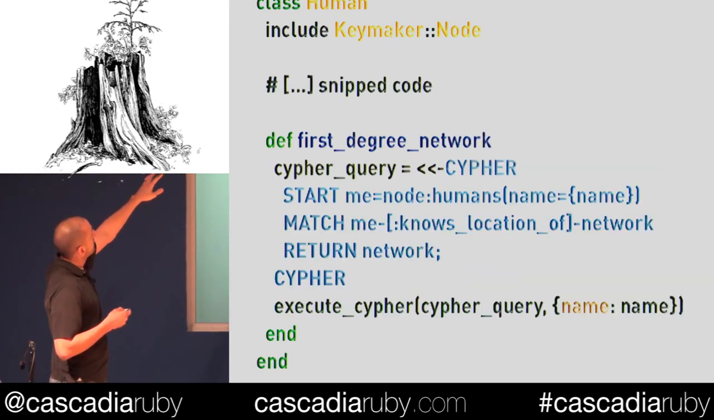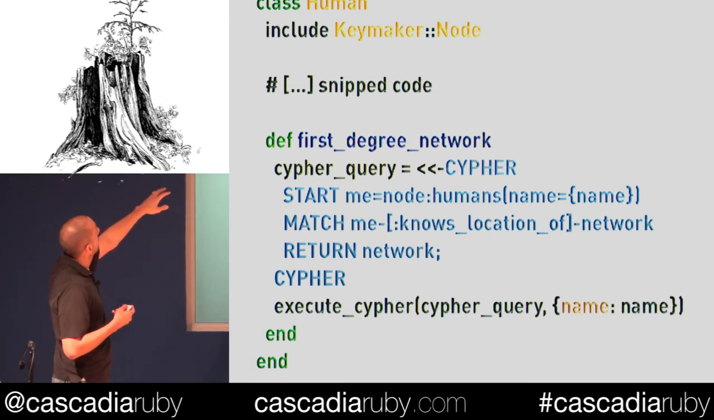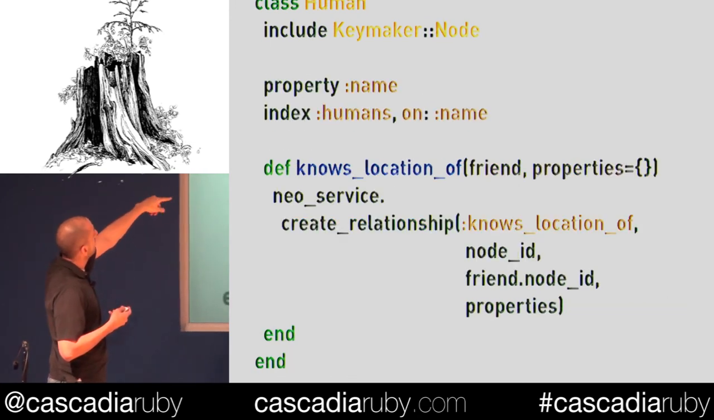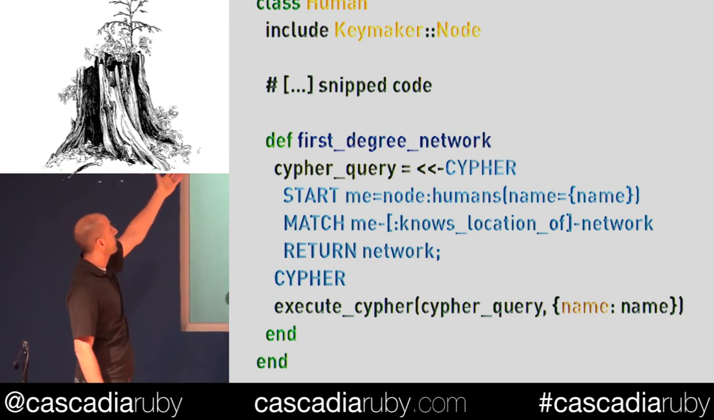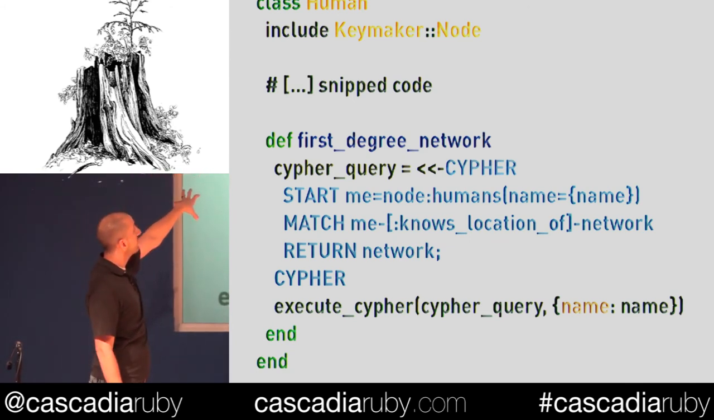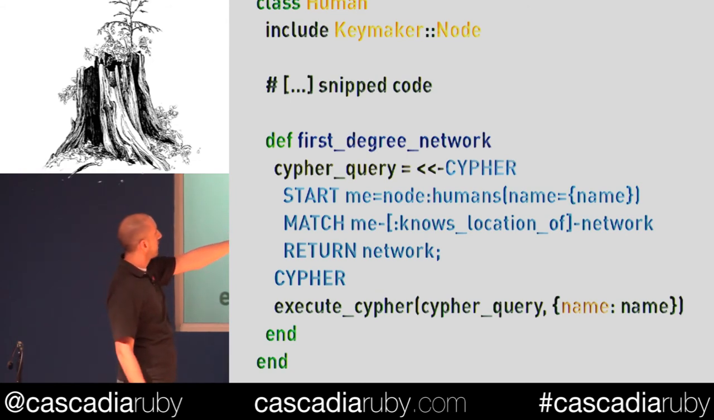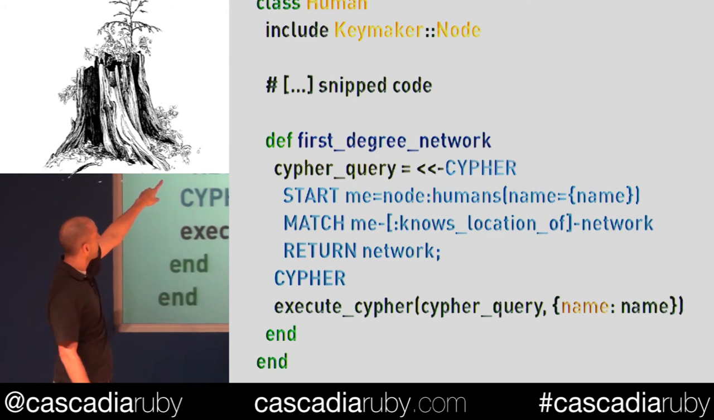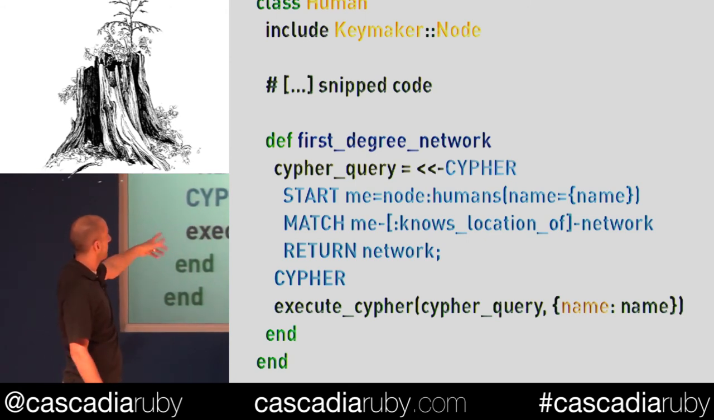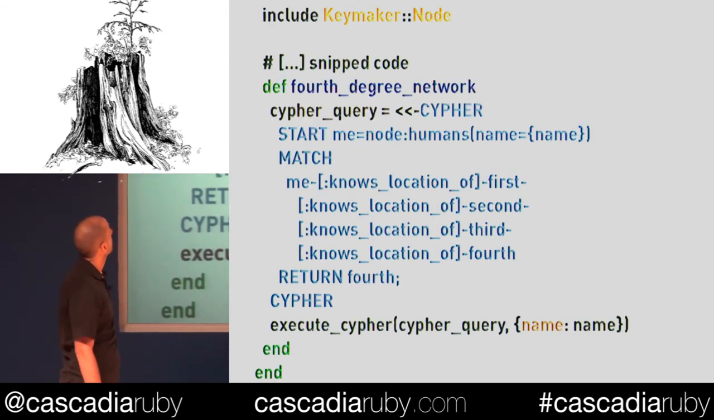This is the same thing basically for humans, right? So program and then humans, the same thing. And if you want to get the first degree network for that instance, for this you have to kind of do this. You can't really hide this. So this is how you get the first degree network. It uses the instance's name to find where you're starting, and then it says, give me all the network stuff, and that gives you the first degree network.